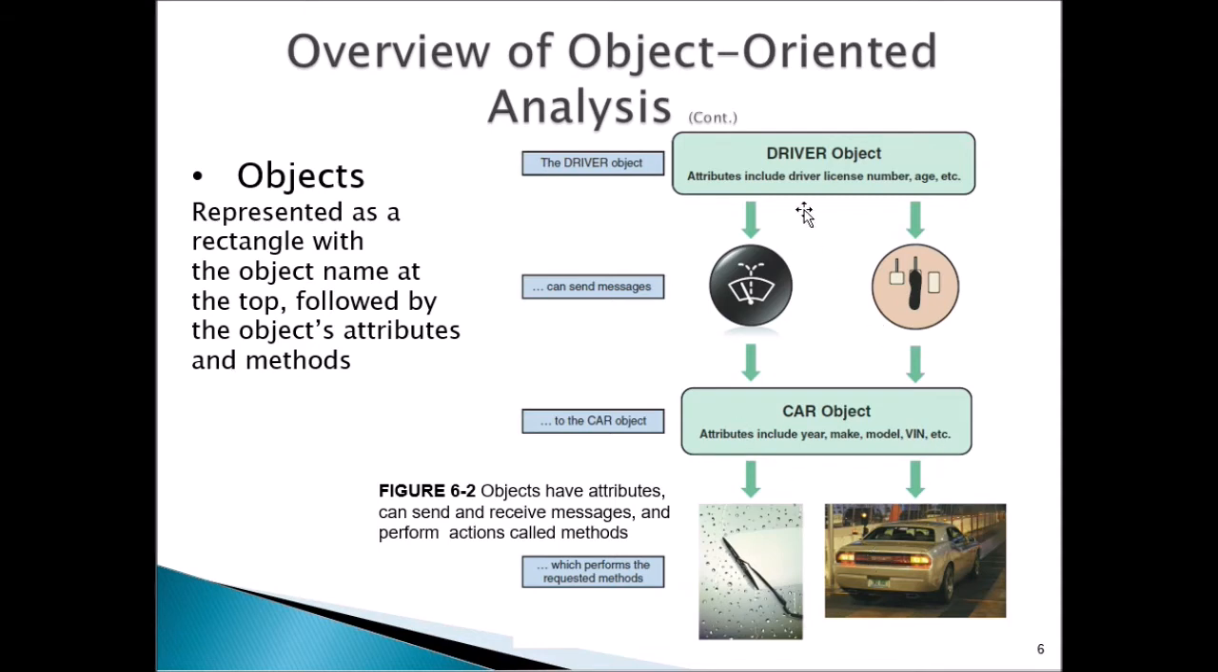Here we show that the driver has attributes including license number, age, maybe gender, could be address. There's all kinds of attributes associated with the driver. Car could be year, make, model, VIN, color, all kinds of stuff.